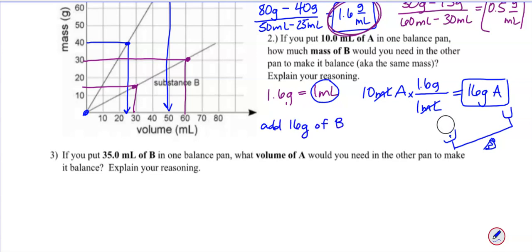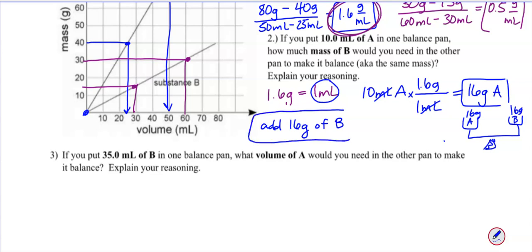And now 16 grams of A, 16 grams of B. It's nice and balanced. Okay? So that's what you need.